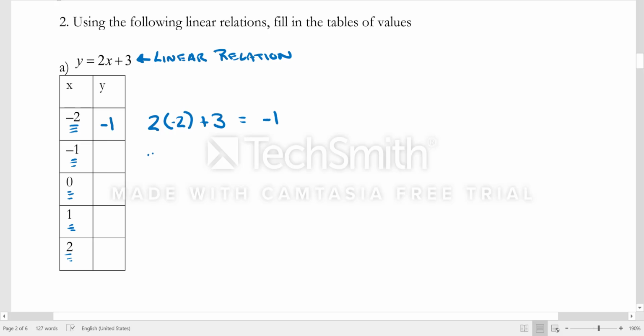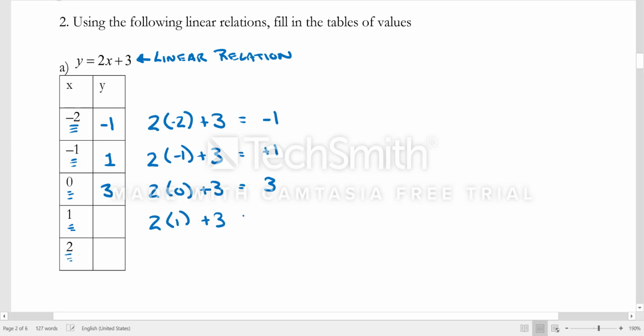And then you're going to try substituting negative 1 in from this part. Negative 1 plus 3. So negative 2 plus 3 would be positive 1. 2 times 0 plus 3. So 0, when you multiply it with 2, plus 3 would be 3. So we have a 3 here. And you have a 2 times 1 plus 3. So 2 plus 3 would be 5. And then 2 times 2, which is 4, plus 3 would be 7.